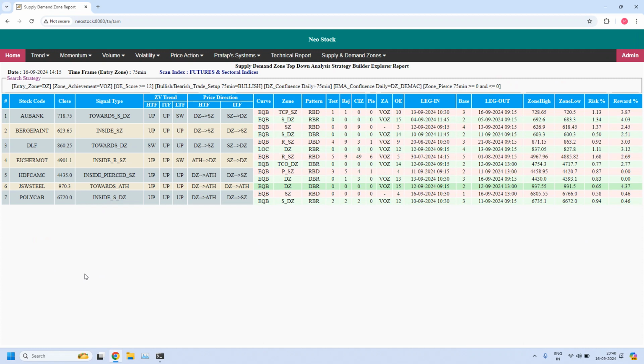And all these 7 stocks are having a bullish trade setup for weekly income trade. 75 minutes entry zone is part of the daily zone. And the daily zone is having daily EMA confluence. Okay, in the next set of report, let us look for LTF, ITF and HTF confluence. That means 75 minute zone should be part of daily zone. 75 minutes and daily together is part of the weekly zone. That is LTF, ITF, HTF confluence.